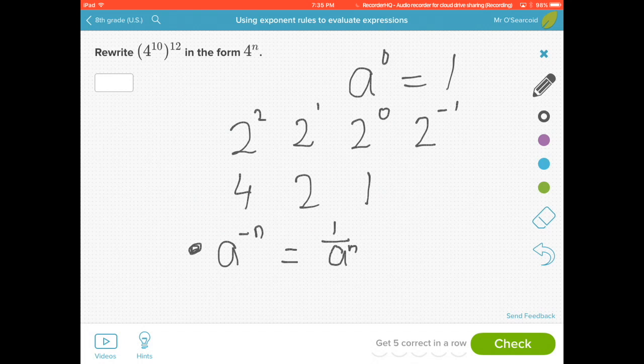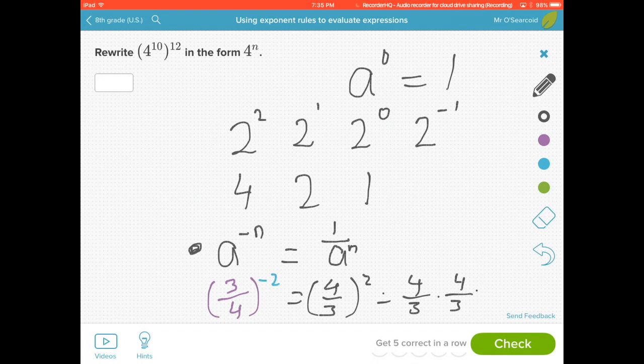And an interesting side effect of that is if you have, say, 3/4 to the power of negative 2, well, that's then going to be equal to 4 over 3 to the positive 2, which is going to be 4/3 times 4/3, which is equal to 16 over 9. Okay, so it just flips it over. That's what the negative actually does.